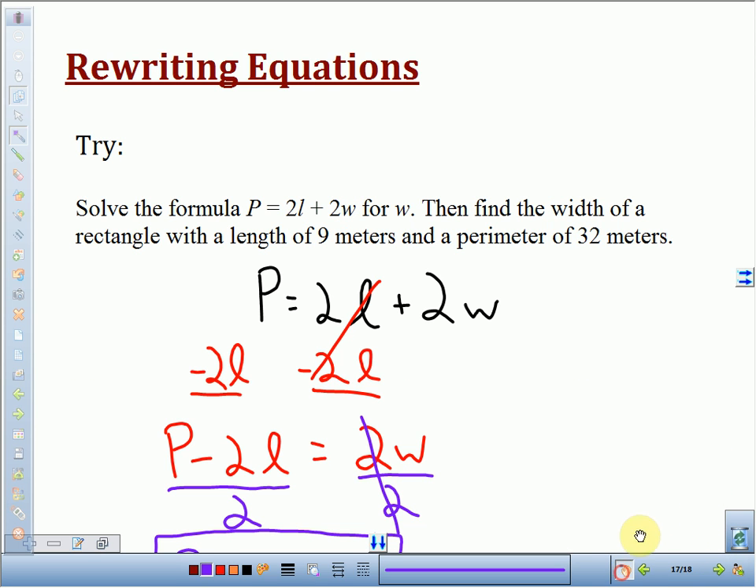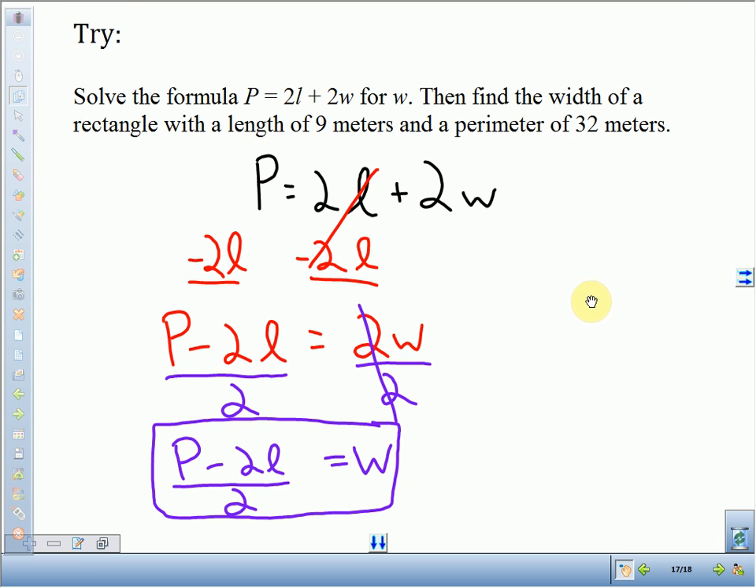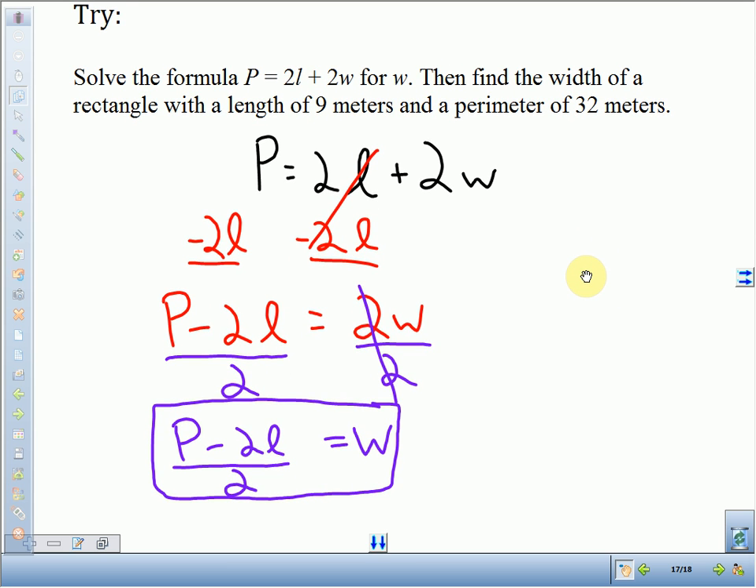Okay, so I've broken this up into 2 parts. This is the first part. All I did here was solve for W. As you can see, I had to subtract 2L from both sides. On one side they cancel. On the other side, I have P minus 2L. Since I'm trying to get W by itself, I divided by 2, and I ended up with P minus 2L over 2 equals W.